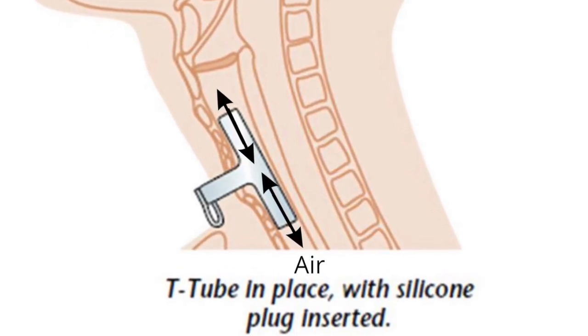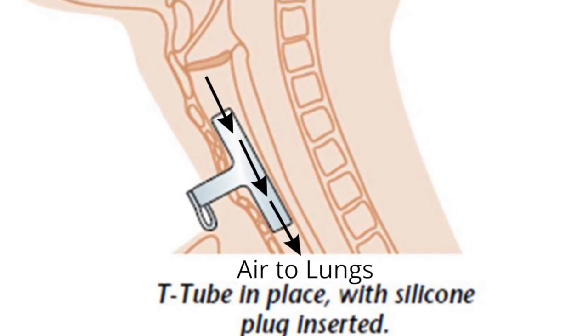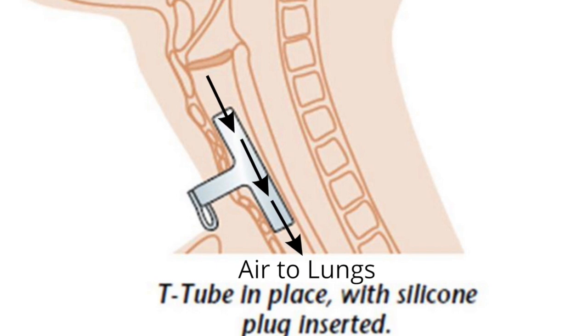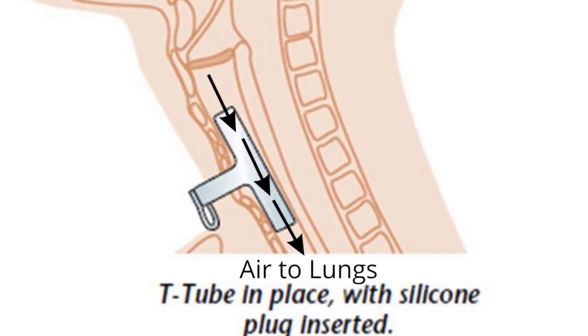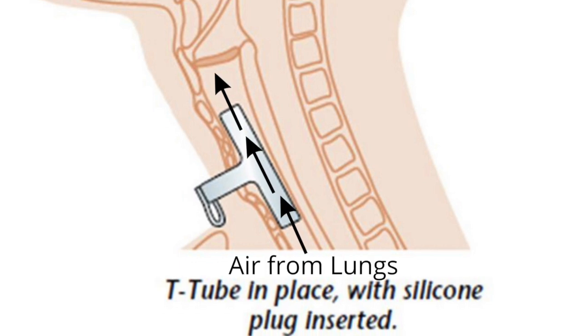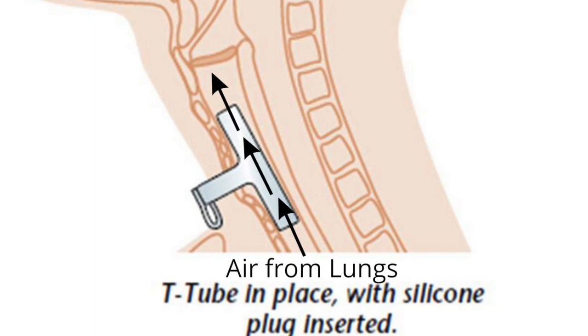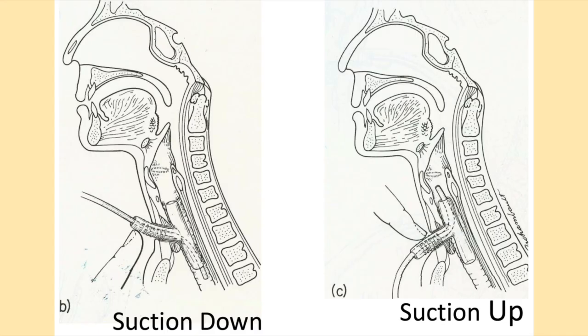Breathing is done through the upper and lower limb of the tracheal T-tube. When breathing in, air travels from the nose and mouth down the respiratory tract through the upper and lower limb of the tracheal T-tube and down to the lungs. When breathing out, air travels from the lungs up through the lower and upper limb of the tracheal T-tube and out the nose and mouth. Uncapping the outside limb is usually only done to suction the tracheal T-tube.